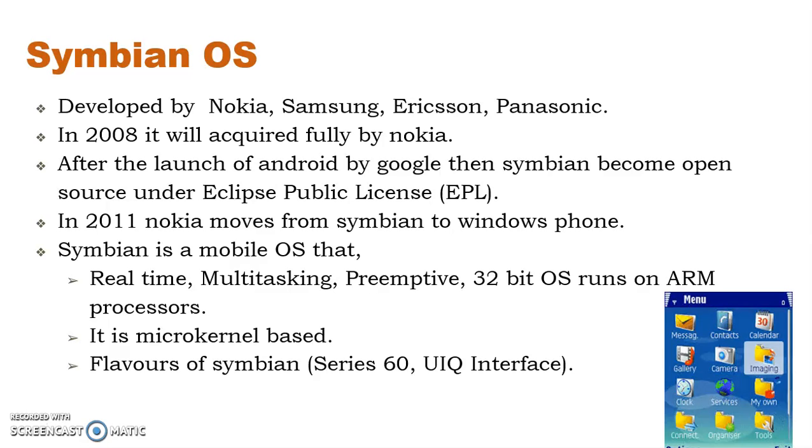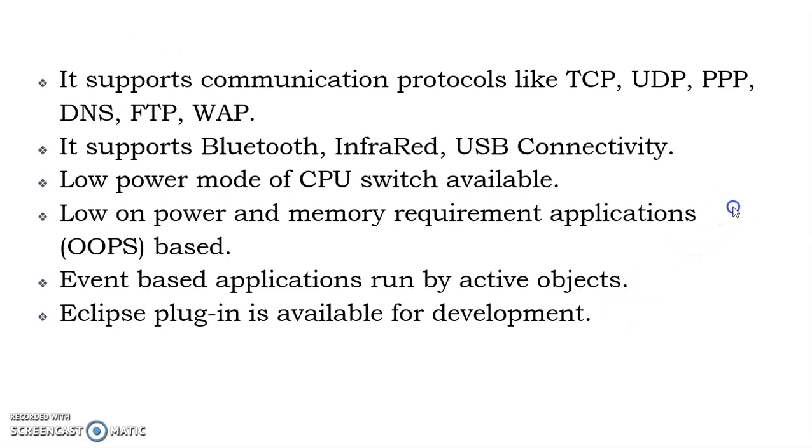It is a real-time, multitasking, preemptive 32-bit operating system that runs on ARM processors. Here ARM means Advanced RISC Machines. RISC means reduced instruction set computer. That is called Advanced RISC Machines, that is called the ARM processor. It is microkernel based. Some of the flavors of Symbian are Series 60 and the UIQ interface. Let me see some features of the Symbian operating system.